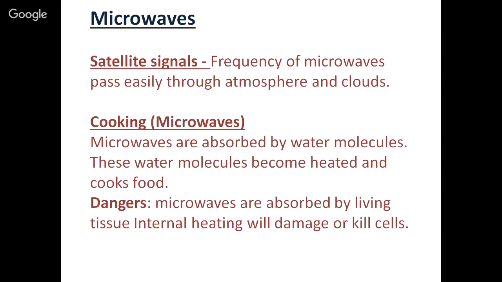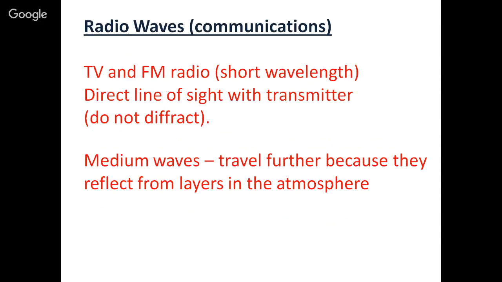Likewise, even radio waves are used in television signals and FM, frequency modulated radio waves. These waves have a short range, which means they travel along a straight line. But medium waves, MW, travel a larger distance. This is used in radio communication, because they get reflected from the layer we call the ionosphere, which is present in the outer atmosphere. So radio waves play a major role in communication.